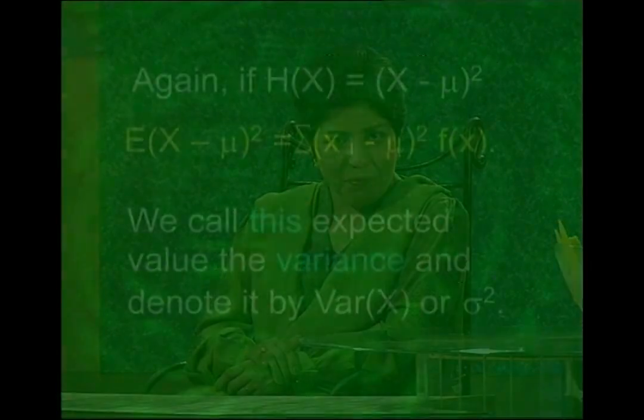Iski wajah to saaf zahir hai. Maine aapse kaha tha na ke E of x is sigma x into f of x. Uska jo square karenge to wo us sum ka square ho raha hai jo us column ka sum hai. Lekin E of x square is sigma x square into f of x. Yani aap ek column construct karenge of x square into f of x aur uska sum karenge, which is not the same thing as we just discussed. Isliye ye jo differentiation hai, that is very important.